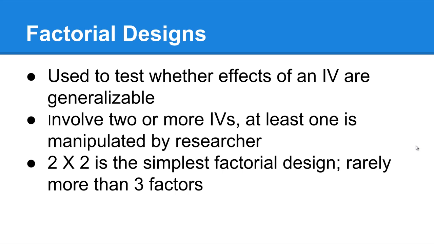Factorial designs involve two or more independent variables, at least one of which is manipulated by the researcher. The 2x2 is the simplest factorial design. Factorial designs rarely include more than 3 variables. A factorial design is used to test whether the effects of an independent variable are generalizable across all levels or whether the effects are specific to particular levels.